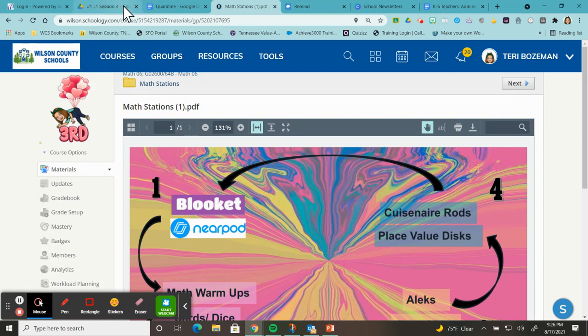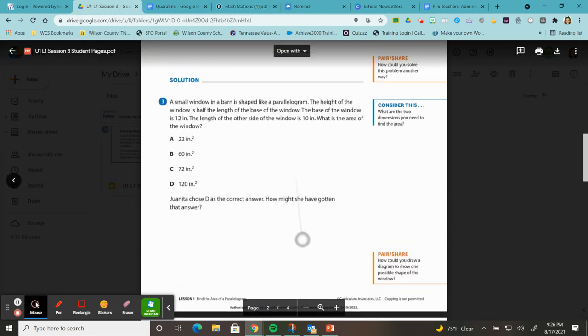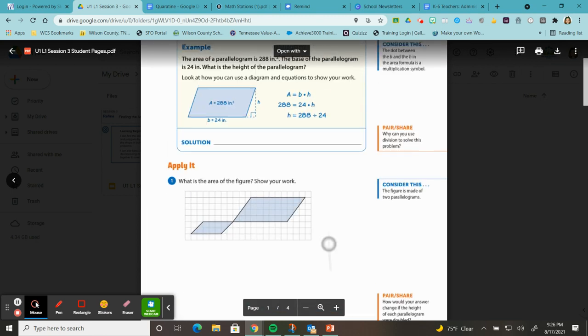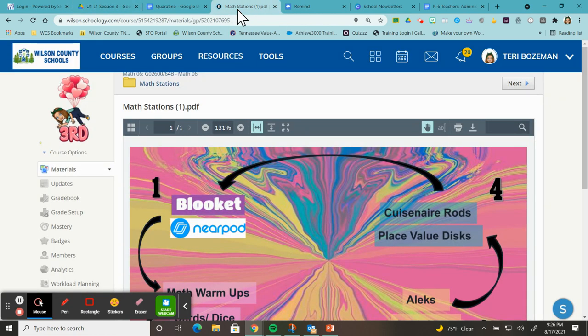So for session 3, you're going to complete your student pages. All right, so these pages here, you're going to complete those. And then once you complete those, you are moving on to your math stations. ALEKS, math warm-ups, and then your technology stations.